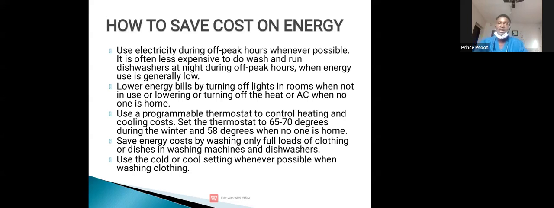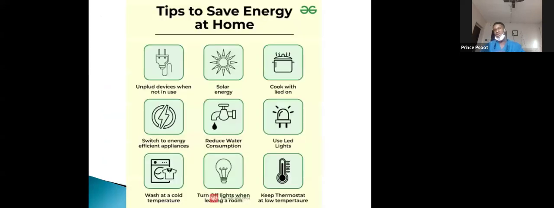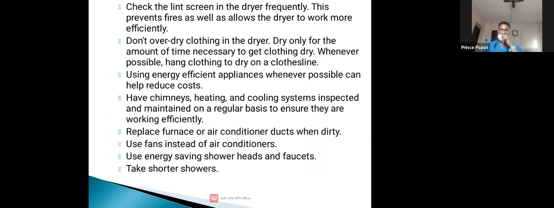Then you can use the cold or cool setting whenever possible when washing clothing, so you don't always increase the energy consumption. And these are tips on energy saving at home. Also check the lint screen in the dryer frequently. This prevents fire as well as allows the dryer to work more efficiently. So all these things help you to save.